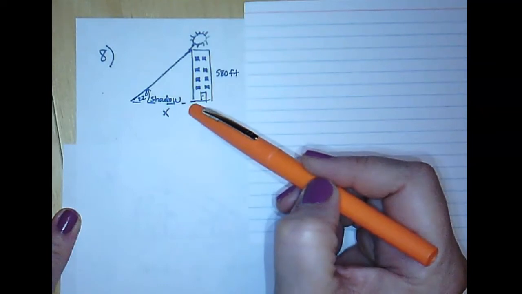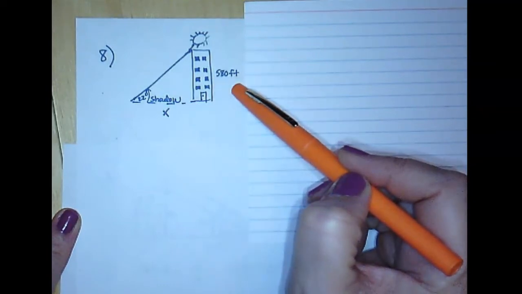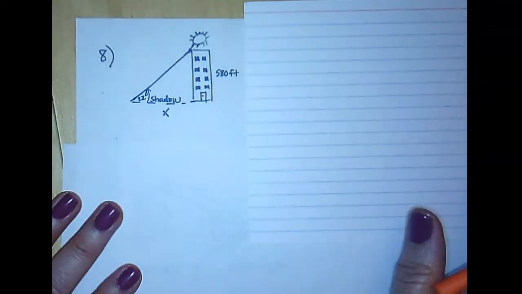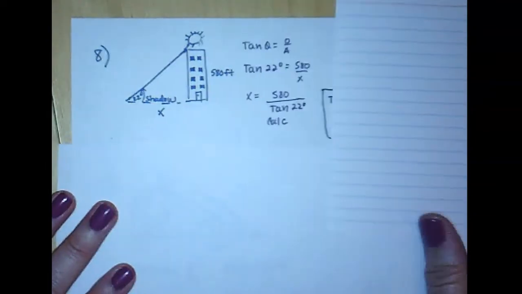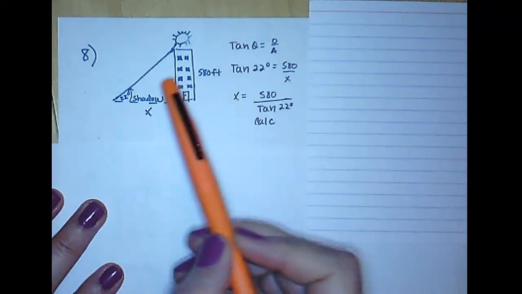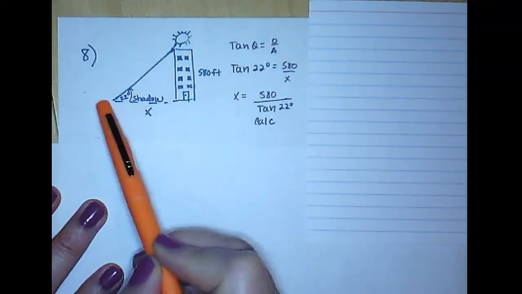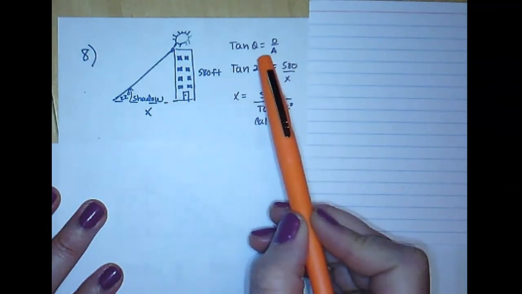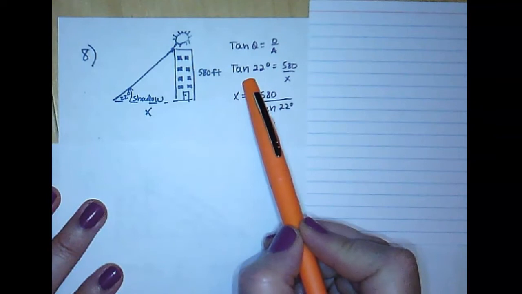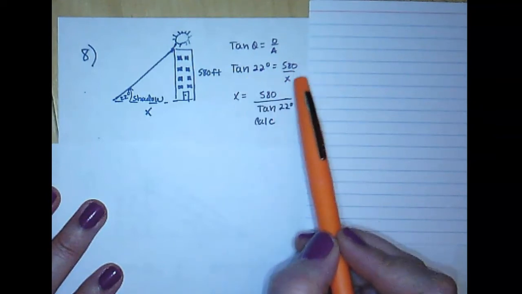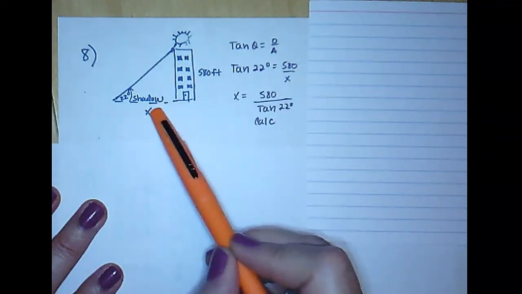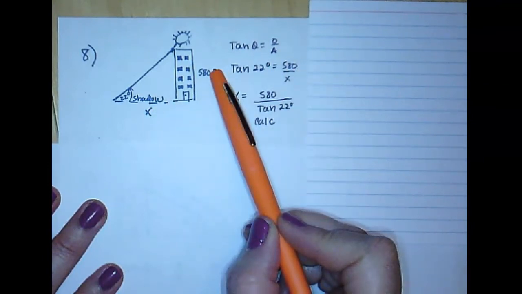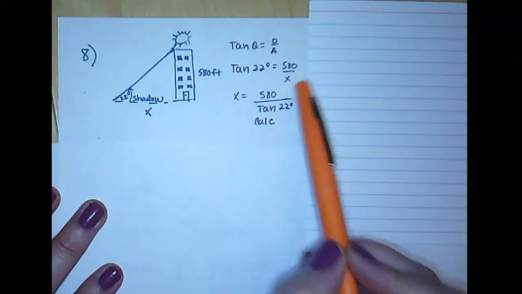I don't know the length of the shadow, but I do know the building is 580 feet tall. So I know that what I'm trying to find is the length of the shadow down here. So I'm going to have to use tangent because I'm given the opposite and I need to find the adjacent. And the trig function that uses opposite and adjacent is tangent. So I'm going to have tangent of 22 degrees equals 580 over x, because that's what we're trying to find, the adjacent. I isolate x by multiplying both sides by x and then dividing both sides by tangent of 22.